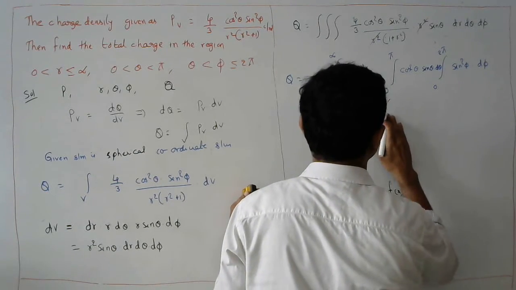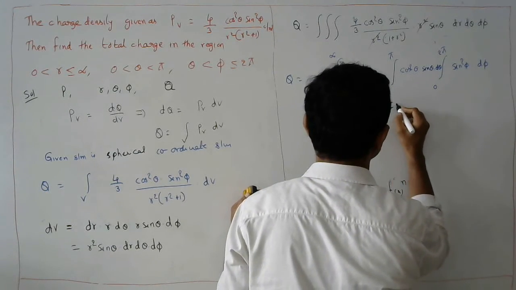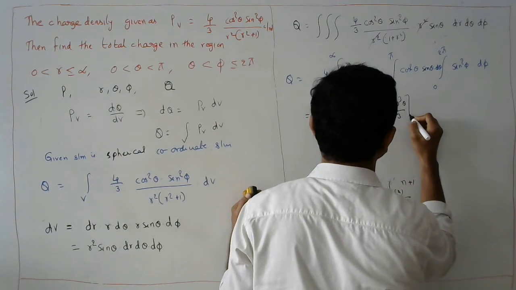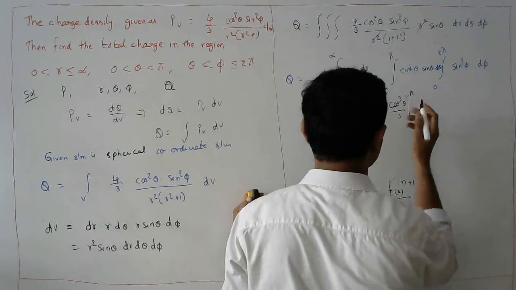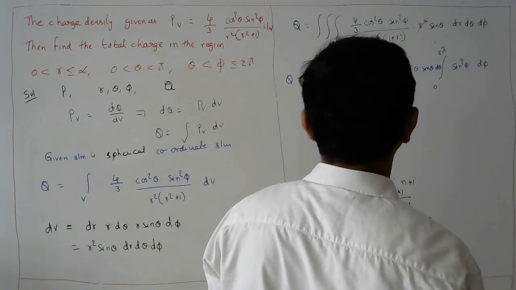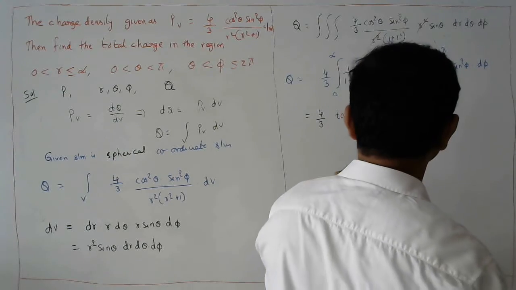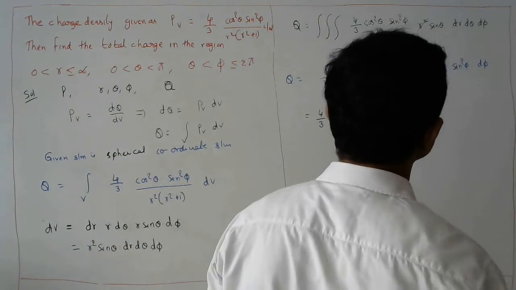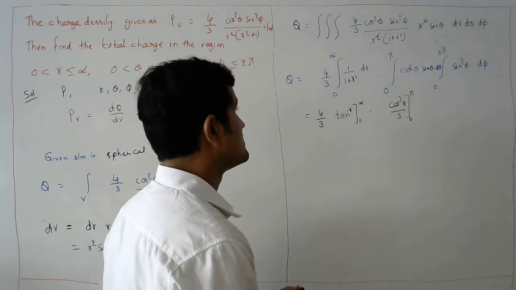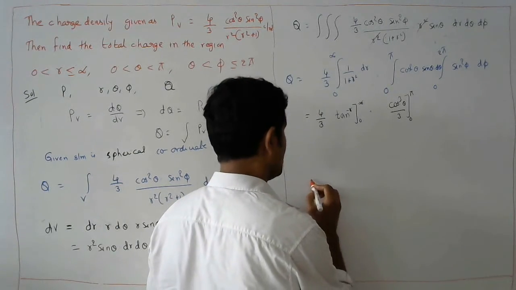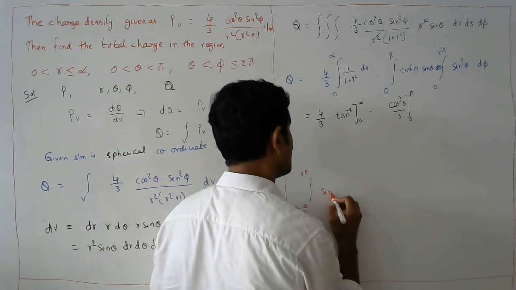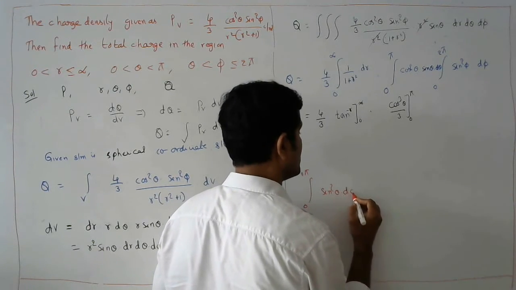So this I'm writing correctly. So cos cubed theta by 3 from the period 0 to pi. Next, sin square theta from the period 0 to 2 pi. See, I'm writing here integral 0 to 2 pi sin square theta d theta.